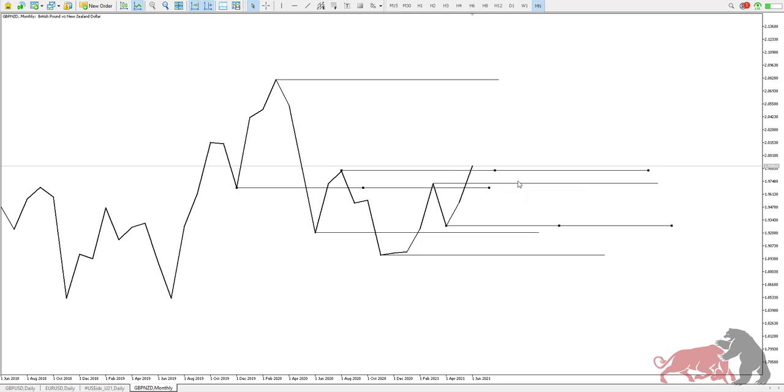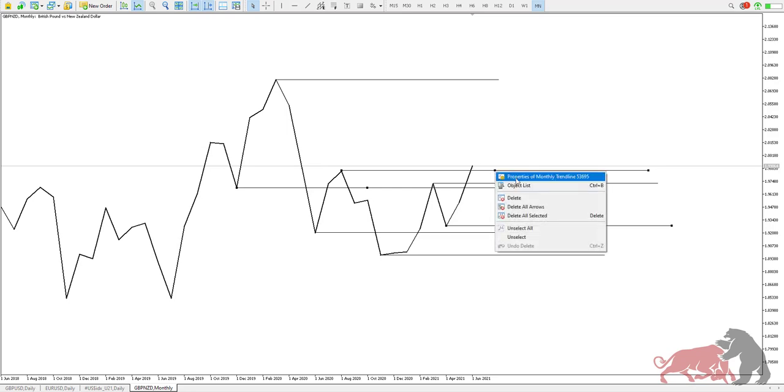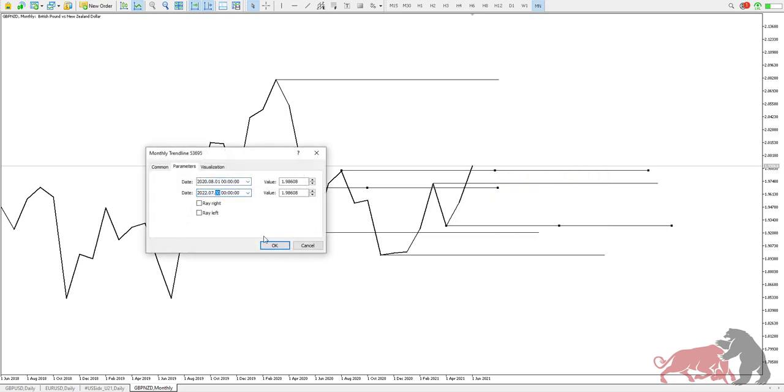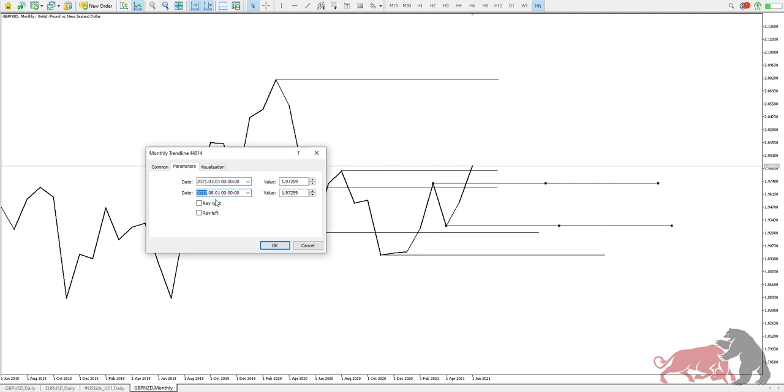So we have 10, so this is July, let's put 30 July, 30. So this is 2021. I'm sure you can see the reason why I'm doing this, so that these lines are all at the same levels. So 2021, 07 30, same applies.